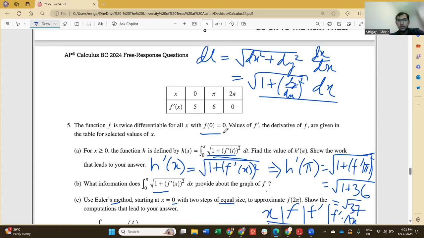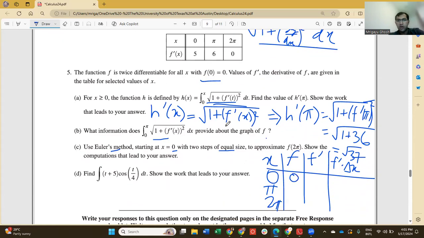Oh, they give you f of 0 is 0 here. Yeah. Okay, so f of 0 is 0. F prime of 0 is 5. And our delta x is pi, as you can see. That means our f prime times delta x is just 5 pi. So that means if I do 0 plus 5 pi, I get 5 pi.